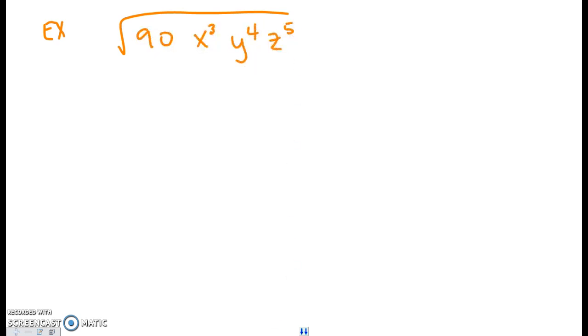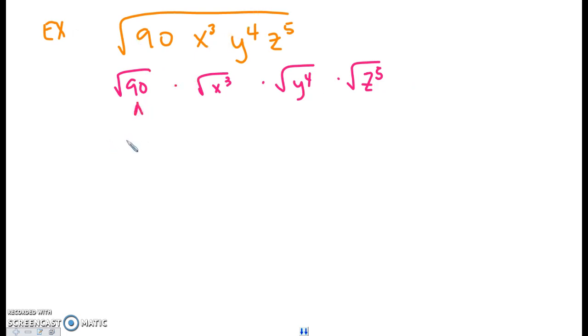And like, how the heck do I break that down? Well, I'm going to prime factor every piece of it. So I can break it down into the square root of 90 times the square root of x cubed times the square root of y to the 4th times the square root of z to the 5th. So I can kind of use that reverse thing. Instead of multiplying them all together and having them under one giant radical, I can break it up and solve each piece.